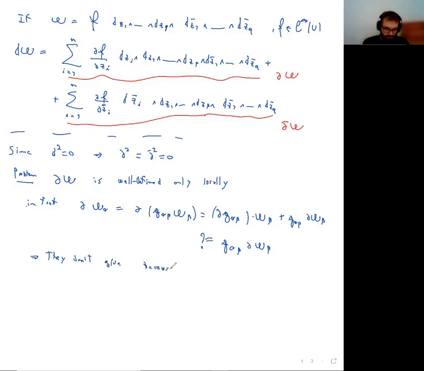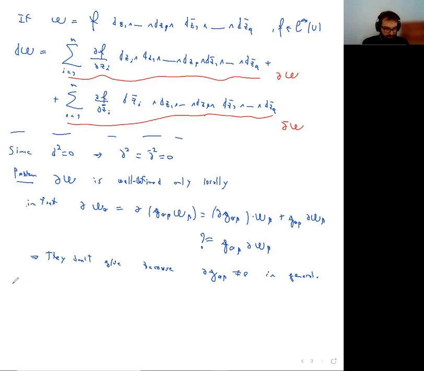So they don't glue, because in general we cannot really ask this derivative to be 0. This is a holomorphic function. You apply its derivative, and this is just something.